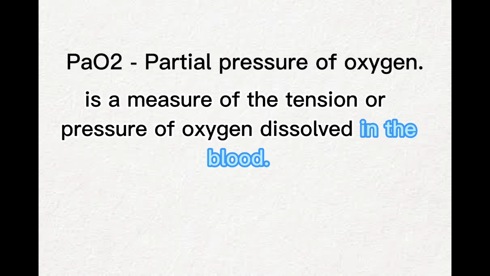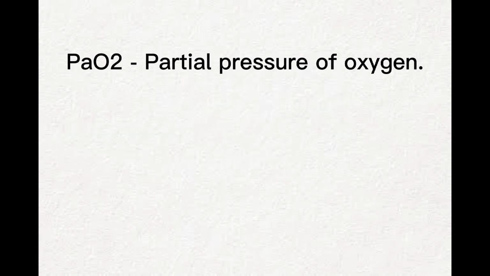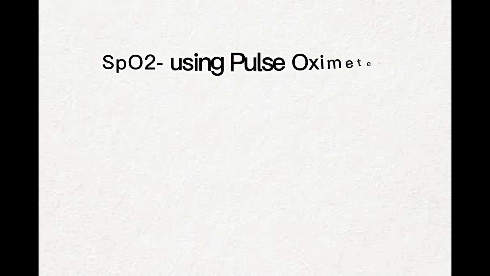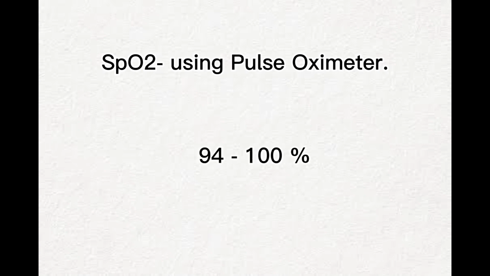The next on our list is the partial pressure of oxygen, which is the measure of the tension of oxygen dissolved in the blood. We're expecting from 74 to 100 millimeters of mercury. And the next on our list is our SpO2 using our pulse oximeter. That's the device used. We're expecting from 94 to 100% of oxygen. So in my next video, we will explain and differentiate between these three methods of measuring our oxygen and where they are all applicable.